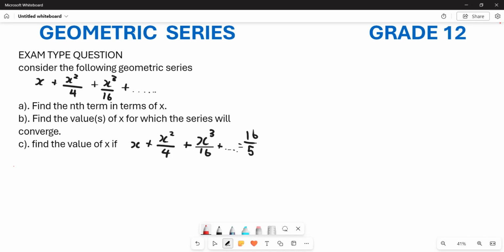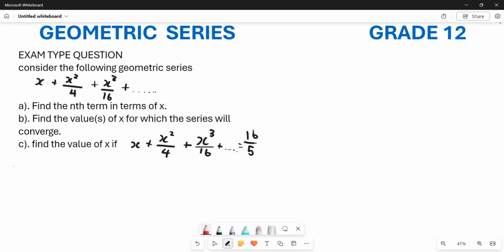What we are doing, basically, is looking at exam type questions that you usually find when it comes to your number patterns, which is going to be a geometric series. They say consider the following geometric series. The first question is they want you to find the nth term in terms of x. The nth term in terms of x.